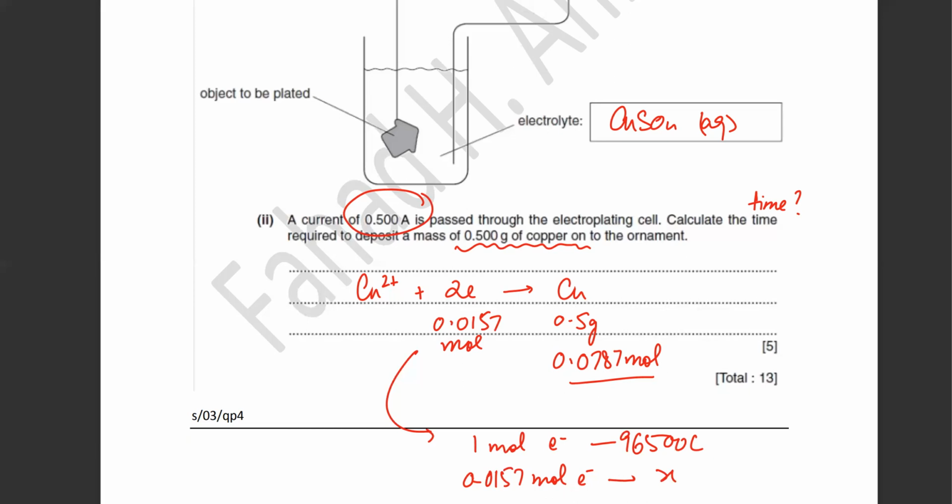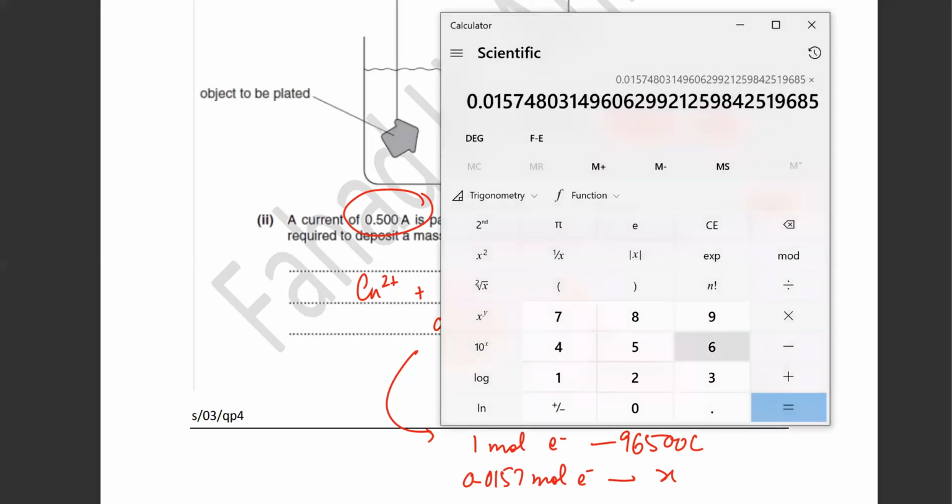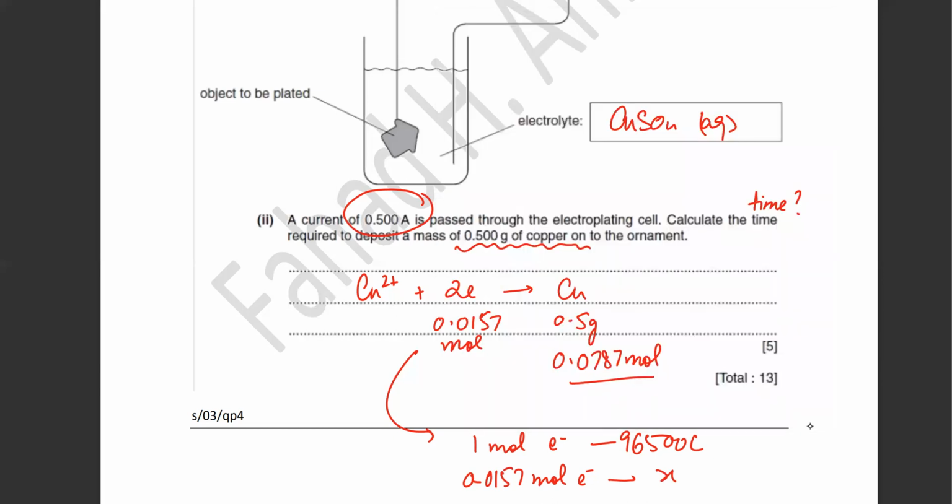So 96,500 into 0.0157. So this is going to be multiplied by 96,500, and that gives me 1519.7 coulombs. Now I've got coulombs. What do I do with that now? Remember, he was looking for time. That's the question. He wants to know time.